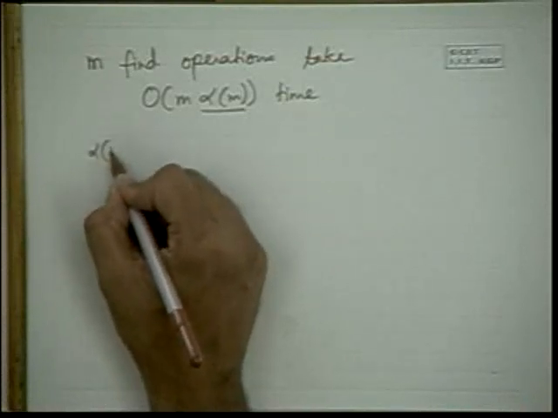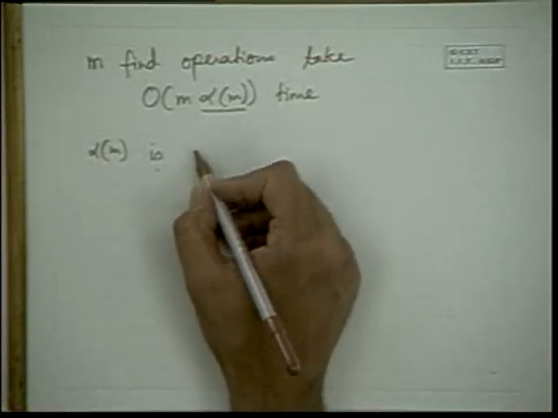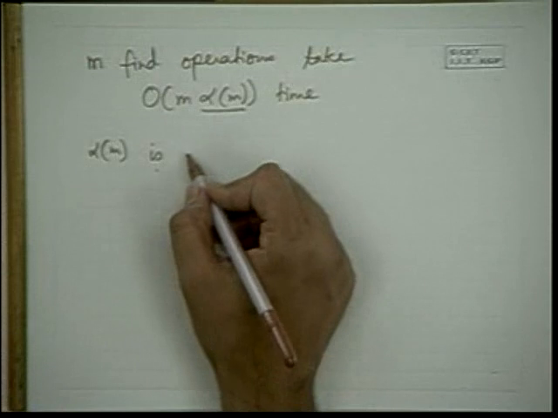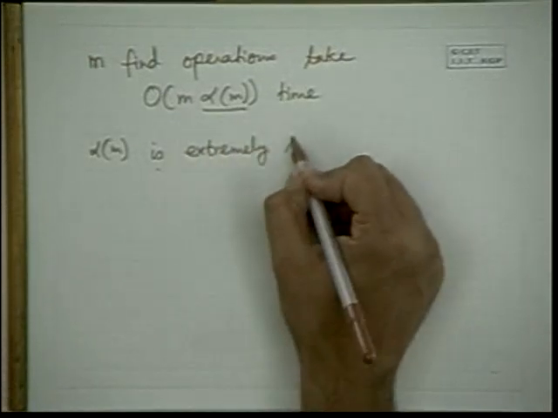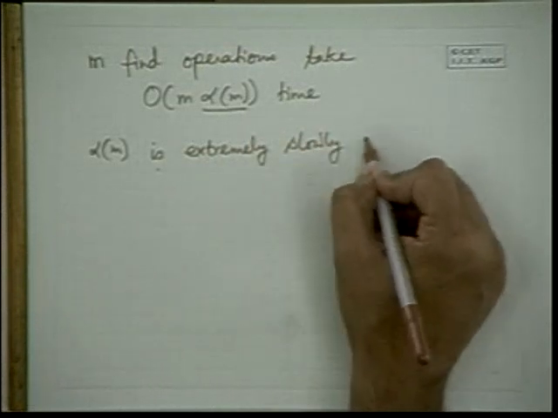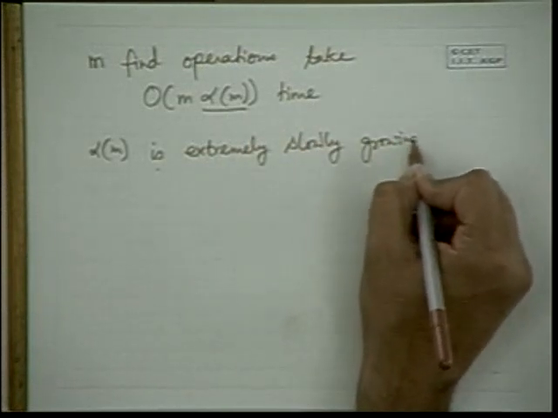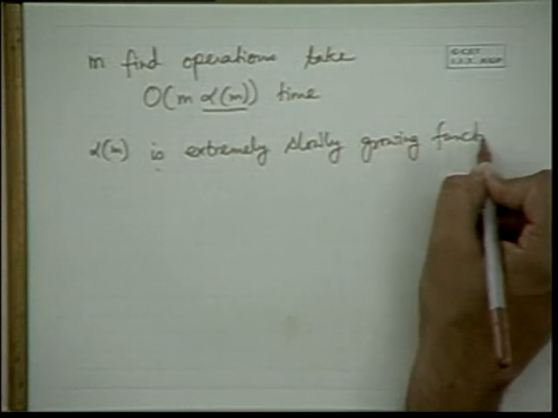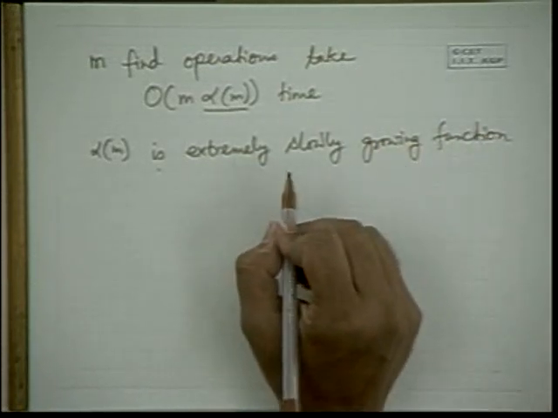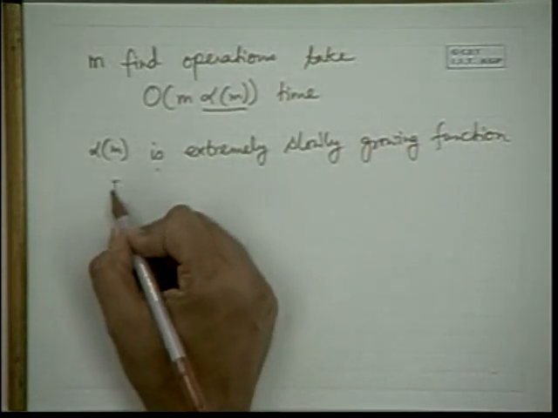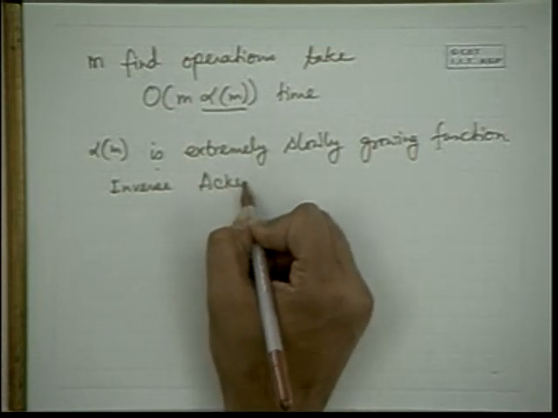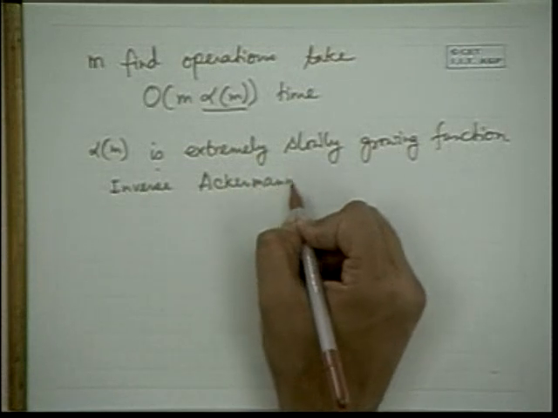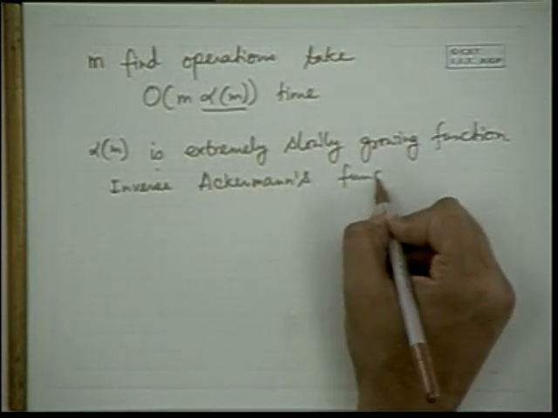So let me tell you what this function is. This alpha m is an extremely slowly growing function with m. Almost it does not grow. Okay, it's called the inverse Ackermann's function.